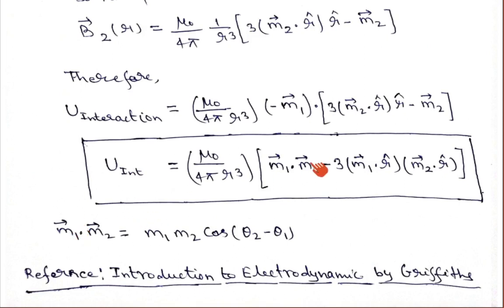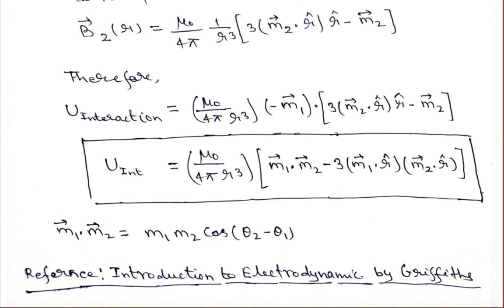So if you see here, m1 dot m2, obviously that will be equal to, if you see, m1 is kept at the theta 1 angle, and m2 is along the theta 2 angle. So that means we can write that m1 dot m2 can be written as m1 m2 cos of theta 2 minus theta 1. So the angle of the second dipole minus the angle of the first dipole will give the resultant angle. So this m1 dot m2 is m1 m2 cos theta, and in place of theta we can write theta 2 minus theta 1.